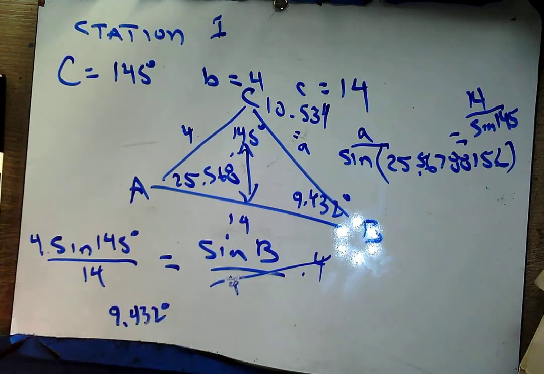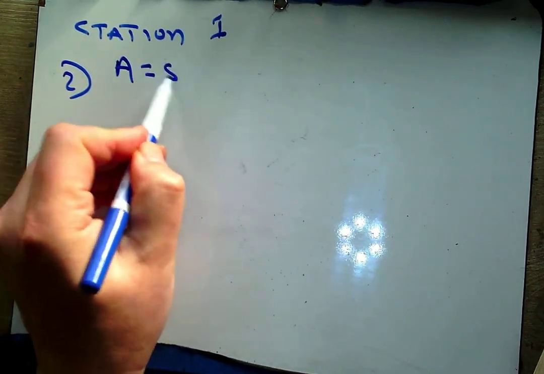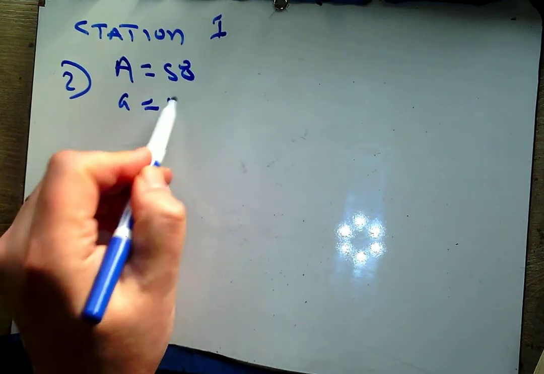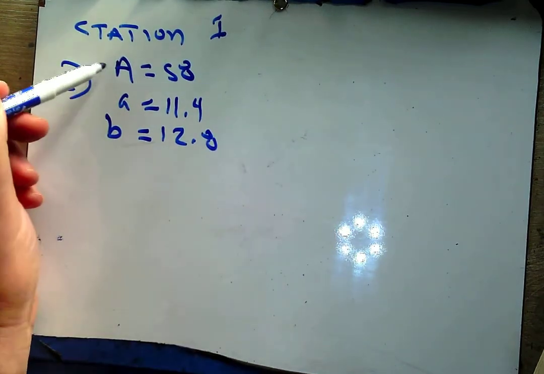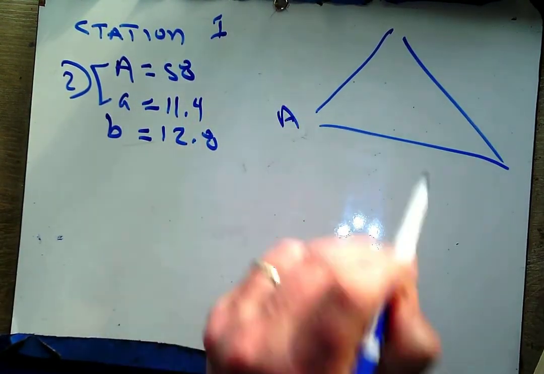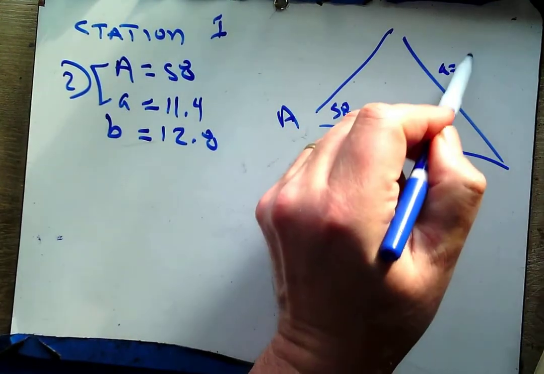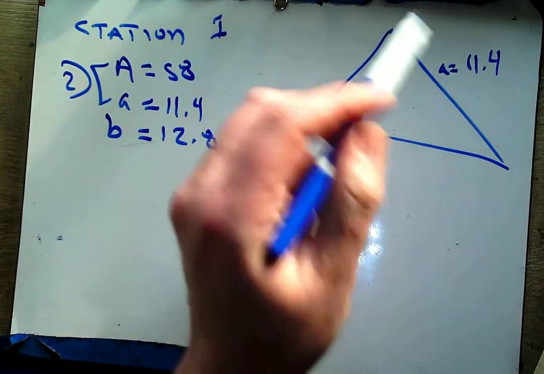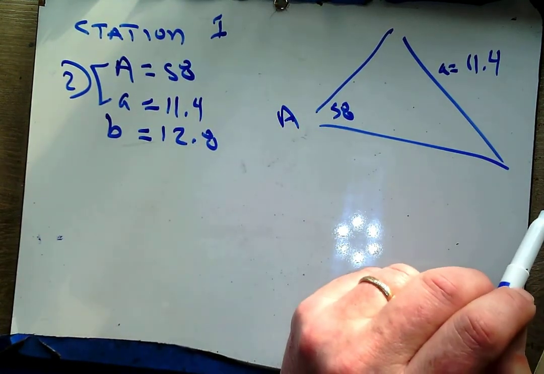Fabulous. Okay, so there's one. Let's take a look at 2. Problem 2 for station 1 says A is 58 degrees, and little a is 11.4, and little b is 12.8. Again, I've got an opposite side angle pair, so I think I'm using law of sines. I definitely find that the graphic organizer helps me do these problems. You maybe don't need it, but I often find that it's really helpful both as a place to organize the information, but also helps me figure out what I still need to find.